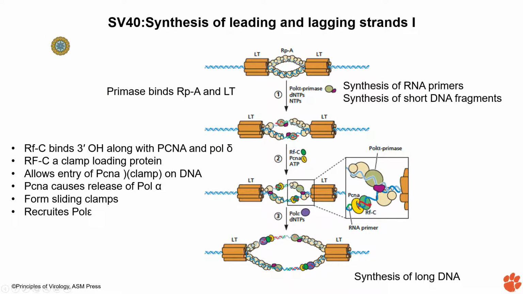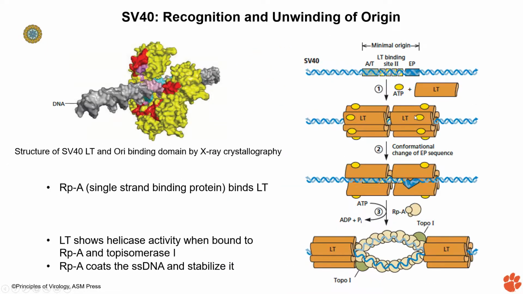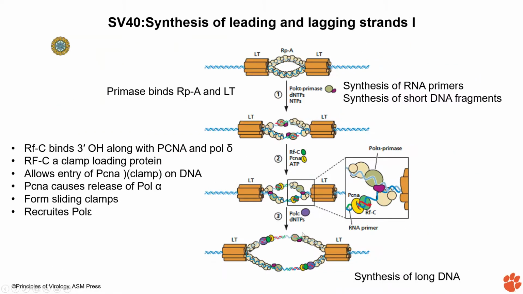Now what happens? Once you have this single-stranded binding condition and the two forks are formed, these are the cellular enzymes. So remember that. Only LT is viral; RPA and topoisomerase 1 are all cellular enzymes. And it's going to put in the DNA polymerase alpha. The DNA polymerase alpha, or Pol alpha, is the primase which basically puts down the RNA primer. And of course, you will need the dNTPs for the DNA replication and NTPs.